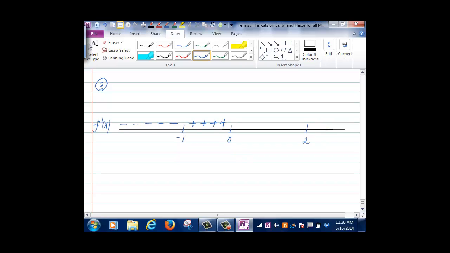Don't assume that these signs alternate for any given function, okay? Because there are functions for which it's not going to alternate. Am I making sense? For example, we looked at x to the 5 at 0. It was positive on both sides of 0. So yeah, you really have to check it.